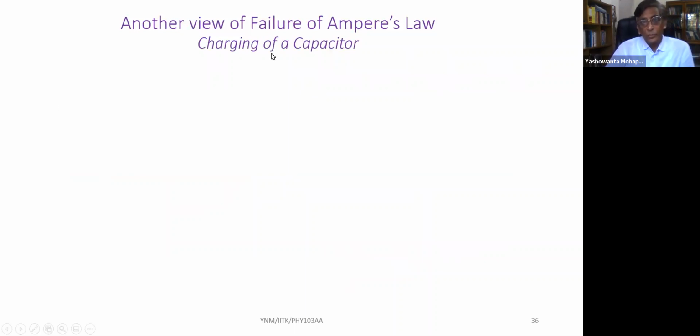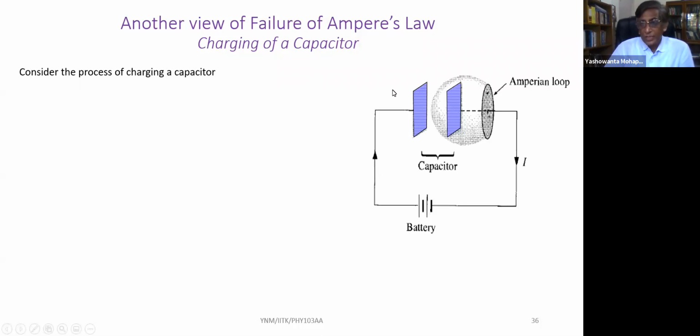Let's look at the physical view, which is normally described with the charging of a capacitor. And charging of a capacitor, as you know, is not a steady current. Okay, it's a current which keeps changing with time. So consider the process of charging a capacitor. So this is a capacitor, and there is a current flowing from the battery, which is charging it. Now I can choose an Amperian loop. Of course, for this Amperian loop, I know how much current is going in.